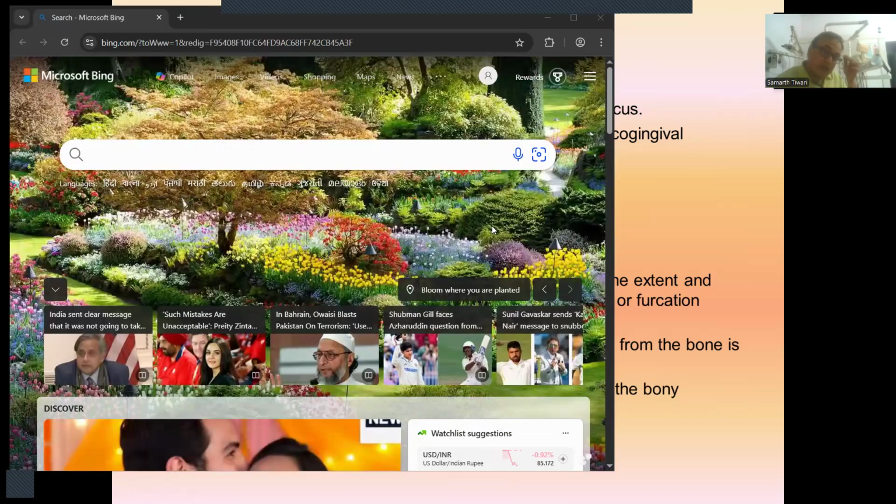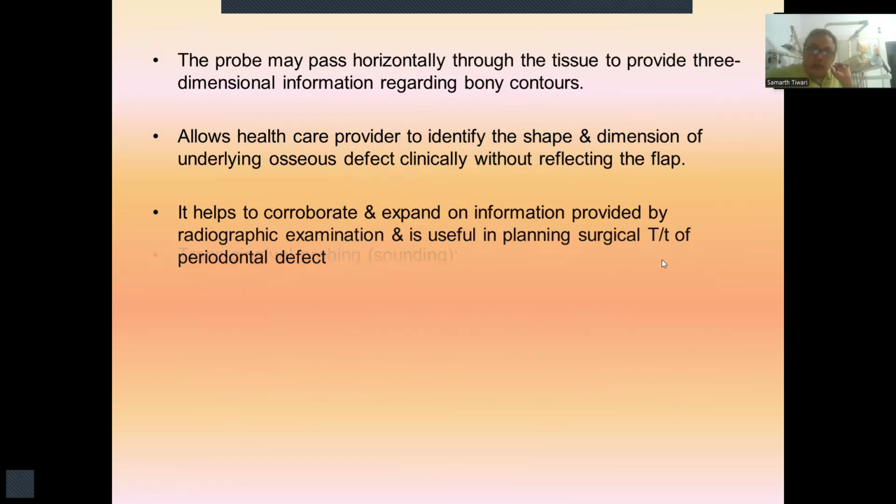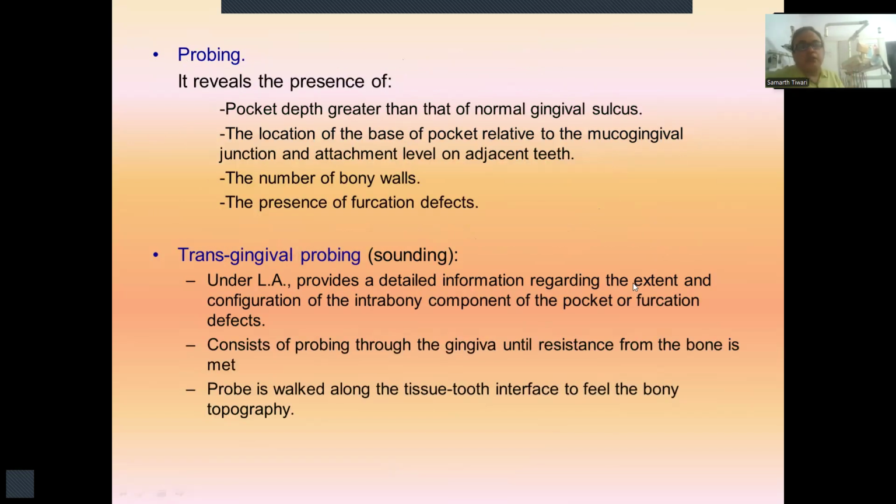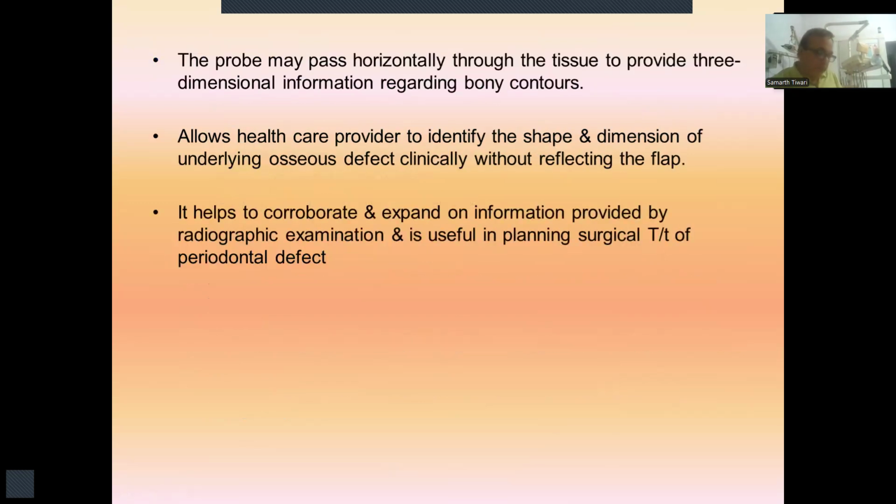The probe is moved along the tissue-tooth interface to feel the bony topography. The probe may pass horizontally through the tissue to provide three-dimensional information regarding bony contours, allowing the healthcare provider to identify the shape and dimension of the underlying osseous defect clinically without reflecting the flap. It helps to corroborate and expand on information provided by radiographic examination and is useful in planning surgical treatment of periodontal defects.